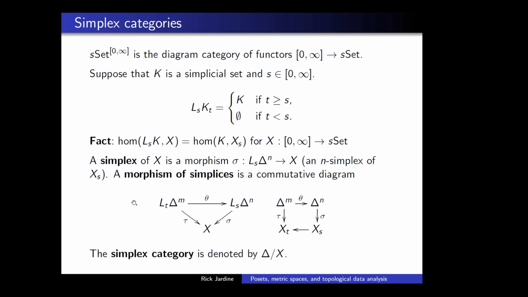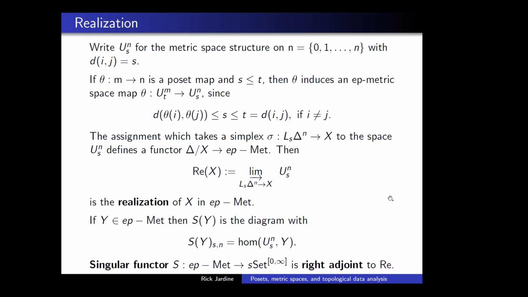There's going to be a simplex category. And that commutative diagram translates into a commutative diagram that you see here. Okay. S has to be less than or equal to T for this to make sense. Okay. And the simplex category is the category of simplices in all such commutative diagrams. This is for a diagram of functors. And I denote it in a suggestive way because that's the way I denote the simplex category in simplicial sets. Okay, there's a realization functor from this category of diagrams in simplicial sets to extended pseudometric spaces.